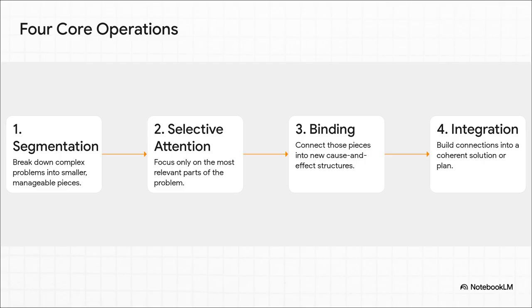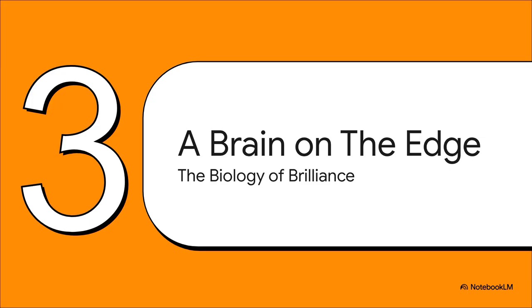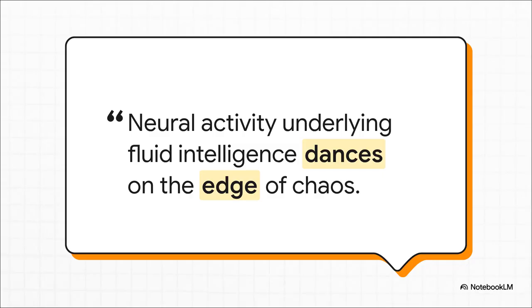And this loop, it's happening all the time. Okay, so we've got the how, but what about the where? Where does all this happen? Let's zoom in even further, right down to the neural level, and see where the real magic is. The source uses this absolutely incredible metaphor to describe what's going on biologically. Intelligence isn't some rigid, predictable machine. Nope. It's more like a creative, dynamic dance that's happening right on the edge of chaos.